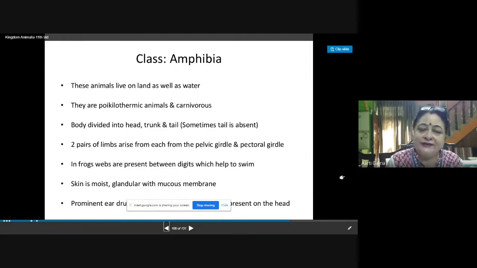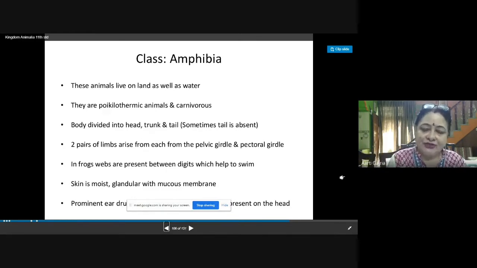Their body is divided into head, trunk, and tail. So these are the three distinguished portions of their body: head, trunk, and tail. And sometimes the tail is also absent. So tail is not present in all the organisms. You can find tail only in few organisms of class Amphibia. Two pairs of limbs, that means two forelimbs and two hind limbs. Two at the front and two at the back.